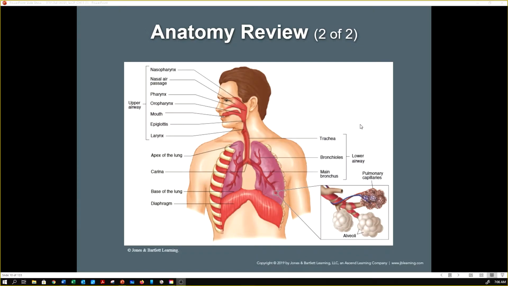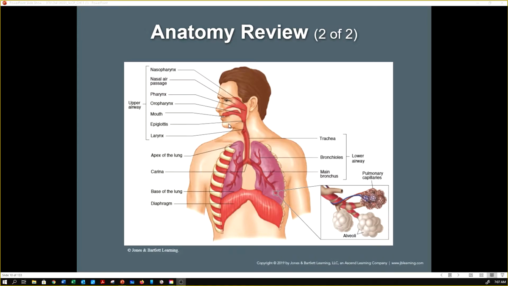And here we have an image of what we just got done talking about. All right, so here we have the nasopharynx. We have that nasal air passage. We have the pharynx. Remember what the pharynx is, right? It's just a fancy name for the throat. The oropharynx, which is part of the front part of that throat area, the mouth, the epiglottis.